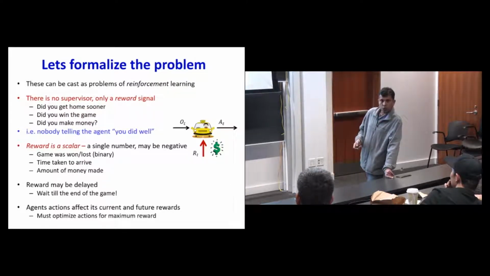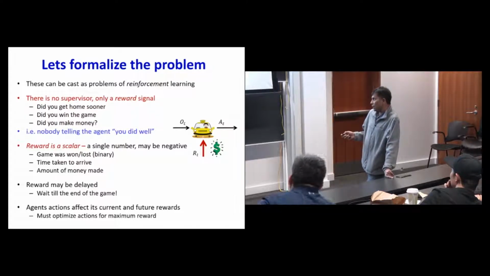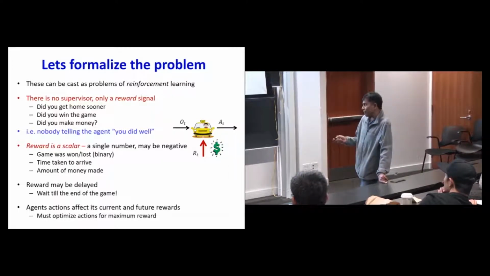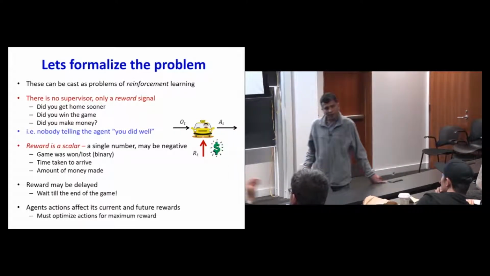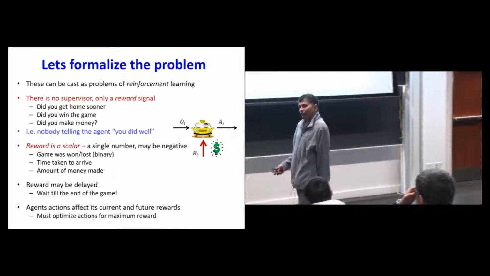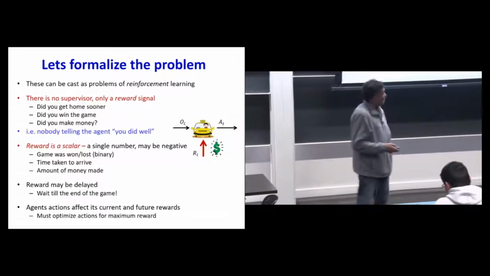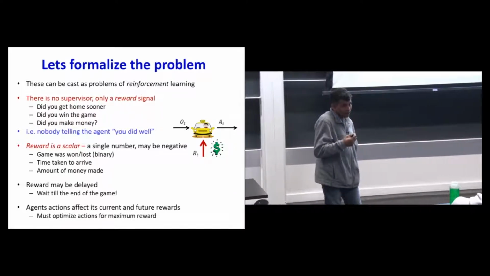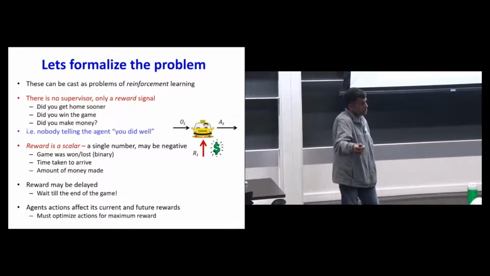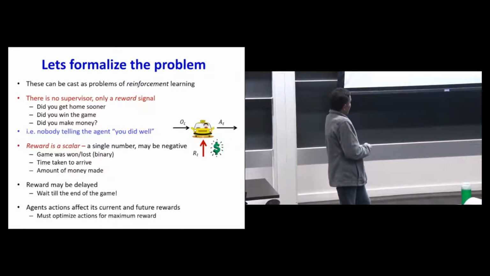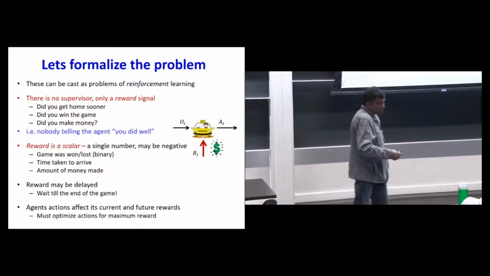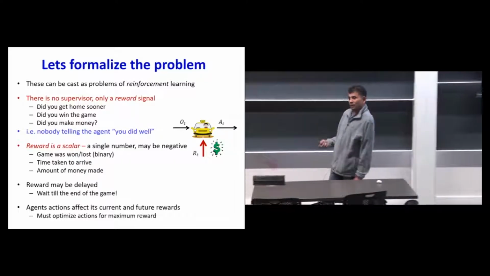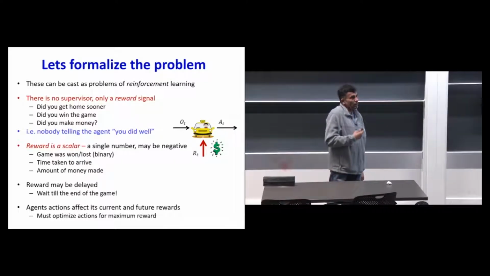Like the game was won or lost. That's a 1-0 measure. The time taken to arrive: it took me an hour to get home, it took me 20 minutes to get home. That's a number. I made $1,000. I made no money. I lost the $100 I put into Apple, right? So these are all scalar numbers. And the reward may be delayed. You have to wait all the way to the end of the game, which can take forever. The agent's actions affect its current and future rewards because the agent's actions affect the environment, which affects the behavior of the environment. So this is a complex kind of situation.